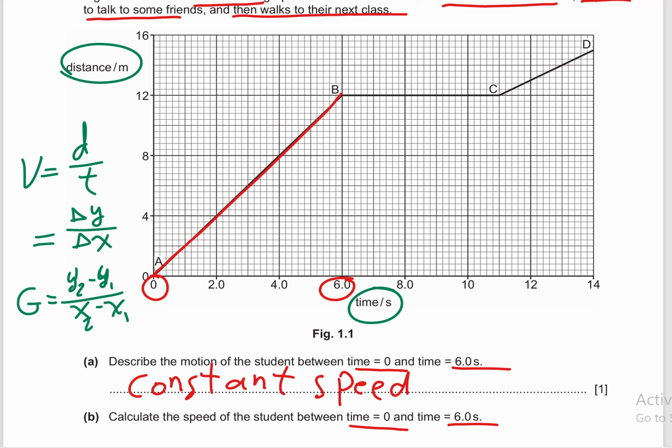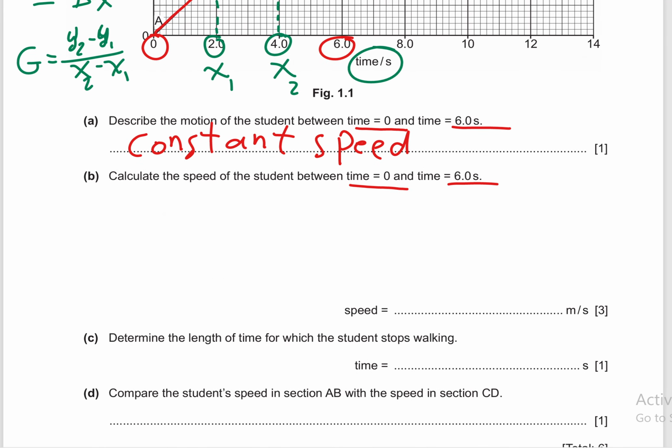So what do I do here? We know from math, I choose 2 random points. I will choose this point and this point. So here, the 8 is going to be y2, and the 4 is going to be y1. Here I'll go to the x-axis, and the 4 here will be x2, and the 2 here is going to be x1.